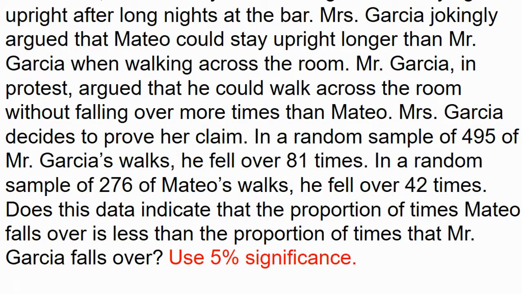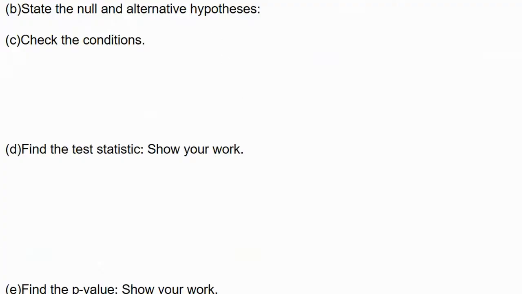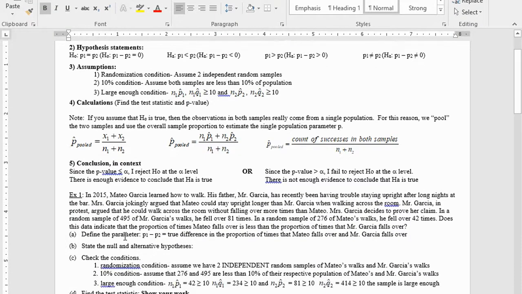And step 1, define the parameter. So you need to do either P1 equals, P2 equals, or you can just put them together as P1 minus P2. And depending on the order that you write it, that's how I subtract. So I wrote P1 minus P2 is the true difference between Mateo and Mr. Garcia. So I think that's the way I'm subtracting. I'm going to subtract Mateo minus Mr. Garcia falling over. So that's my first one. Again, if you're following along on the notes, we're right here, letter A, define the parameter.